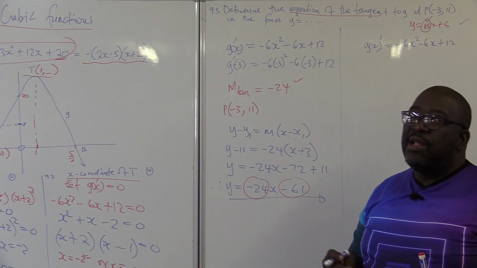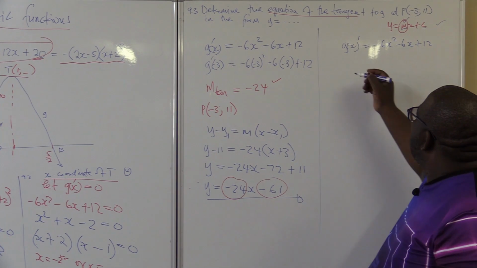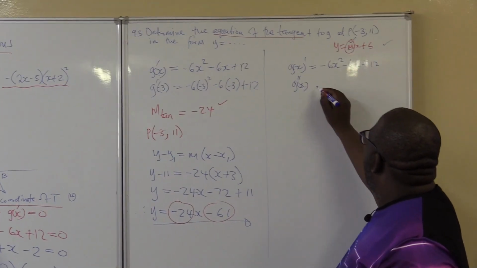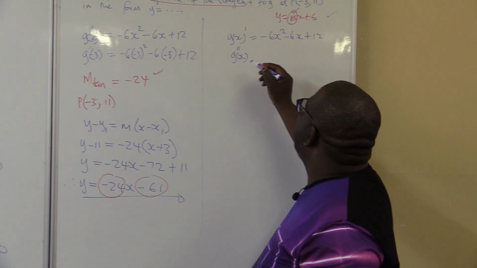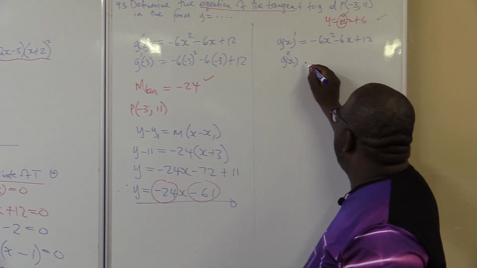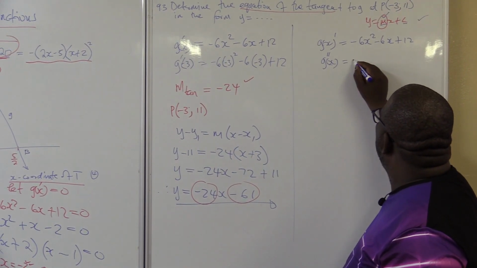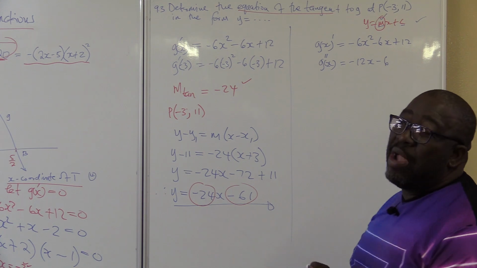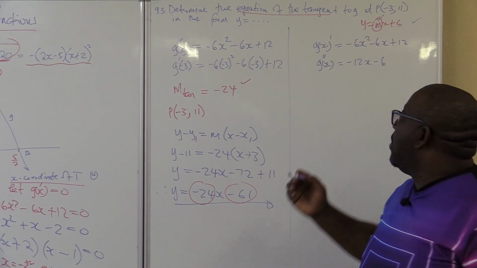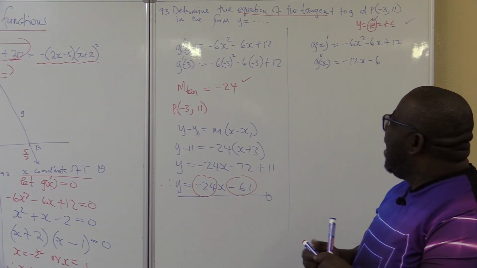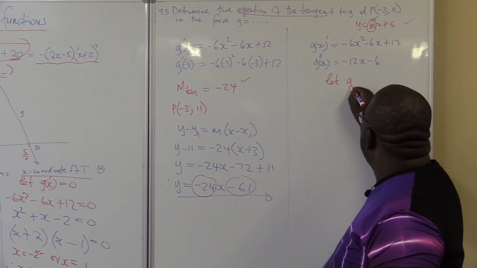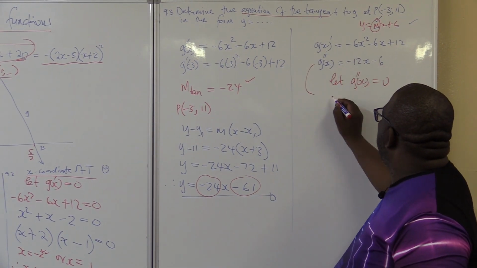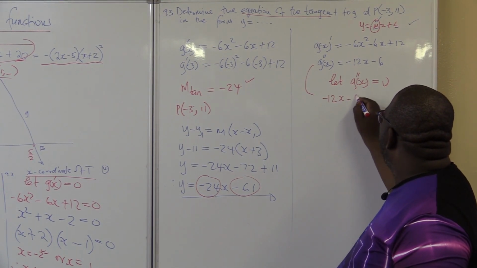But at the point of inflection, the second derivative is 0. Now, g double prime will be equal to, I'm differentiating for the second time now. This was the first time, I'm doing it for the second time. It is equal to what? It is minus 12x minus 6. Remember, I'm looking for the point of inflection. If I'm looking for the point of inflection, I let my g double prime of x equal to 0. So I make this equal to 0. Hence, minus 12x minus 6 equals 0.